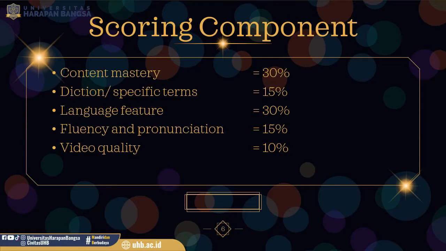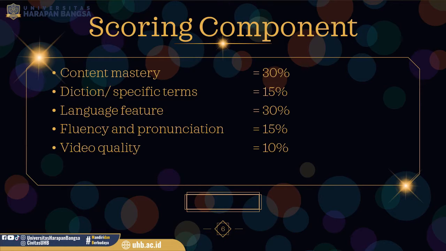Here is the scoring component, how we will score your performance. We will score by the content mastery, by the diction or the specific terms that you use, and then by the language feature. The language feature means the grammatical feature, the sentence structure, and then the fluency and the pronunciation. And the last, the video quality itself. The video quality means that the video must be clear, the audio must be clear, and if possible, you edit the video to make it perfect.